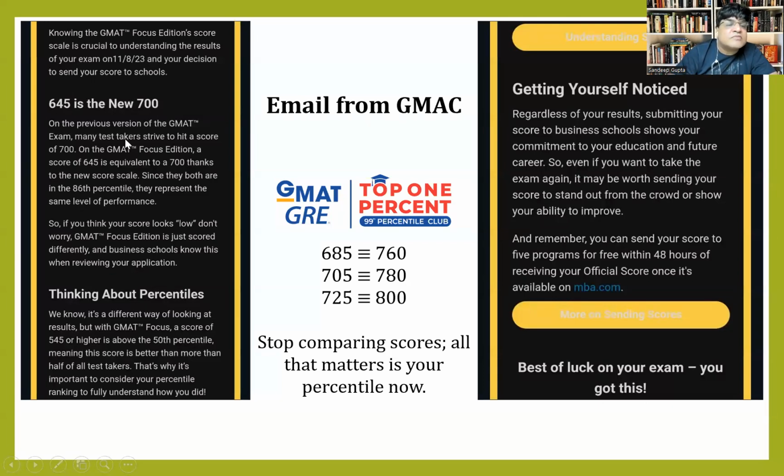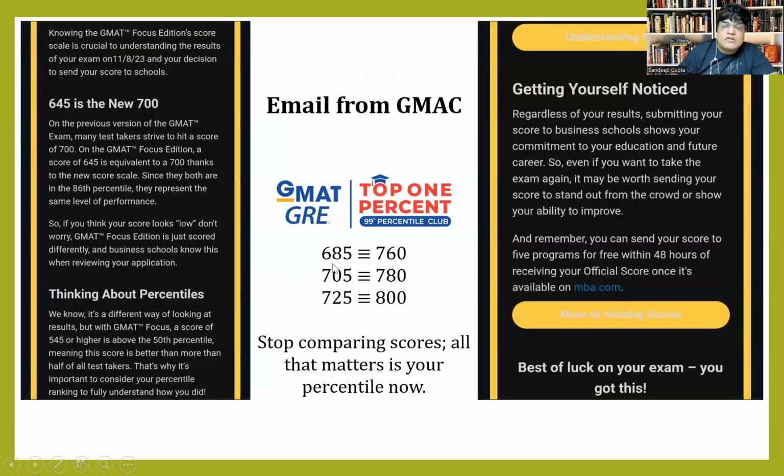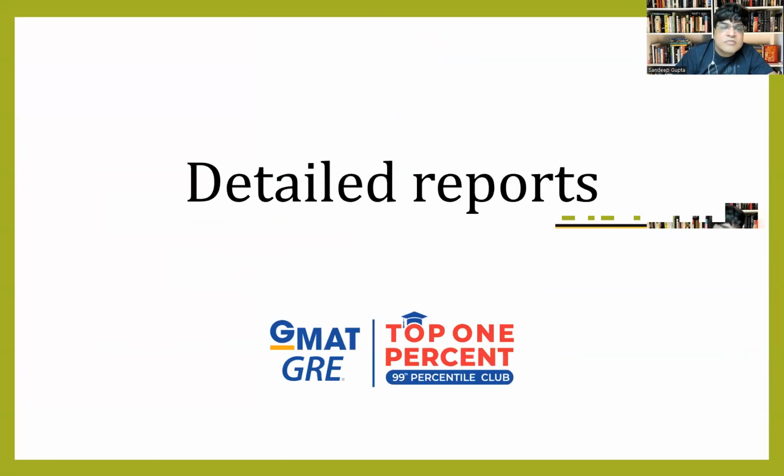In the previous version, many test takers tried to hit a score of 700. Now this is 6-4, so we don't bother about a low score because the only thing that matters is this. Imagine 685 looks so much less than 700, but it is the 97th percentile, which is close to a 760 score. B schools know about this when reviewing your application. That means writing the new GMAT is not a disadvantage and doesn't mean a low score, because you will not check these scores, you'll only check the percentiles.